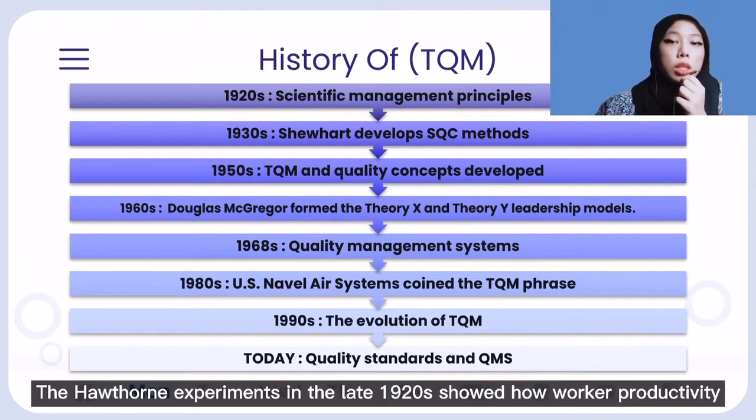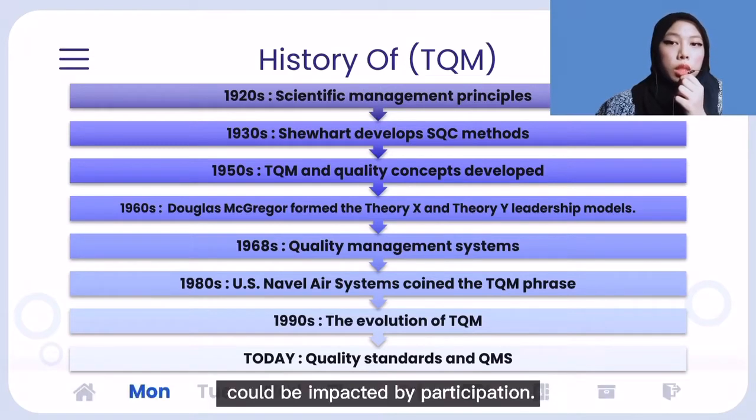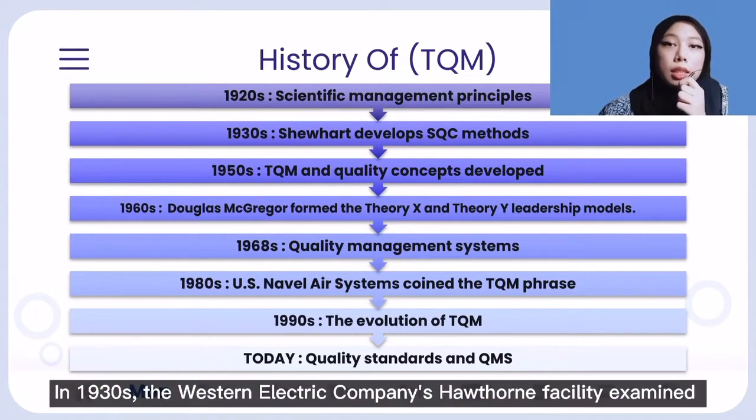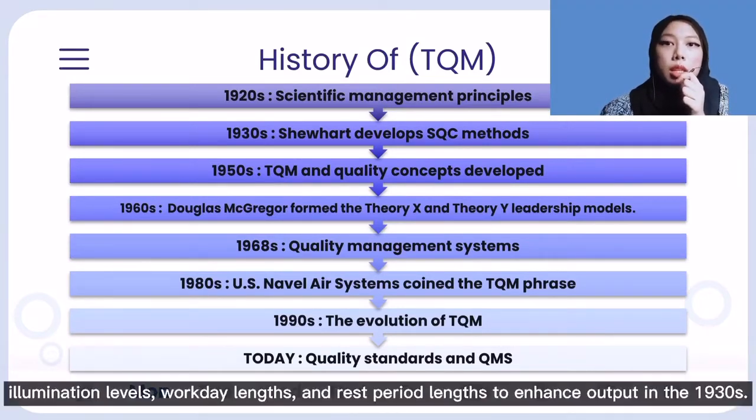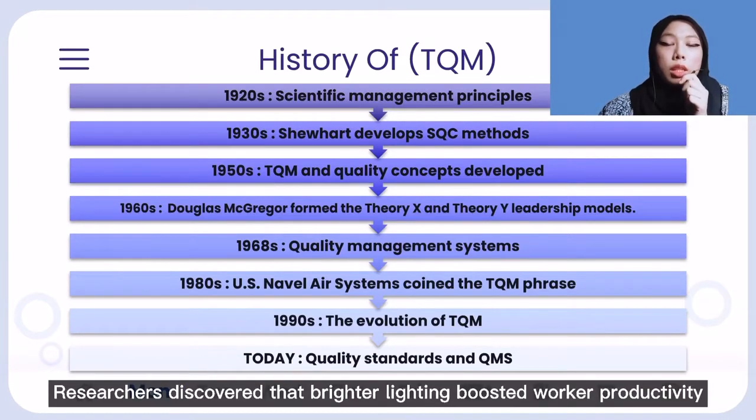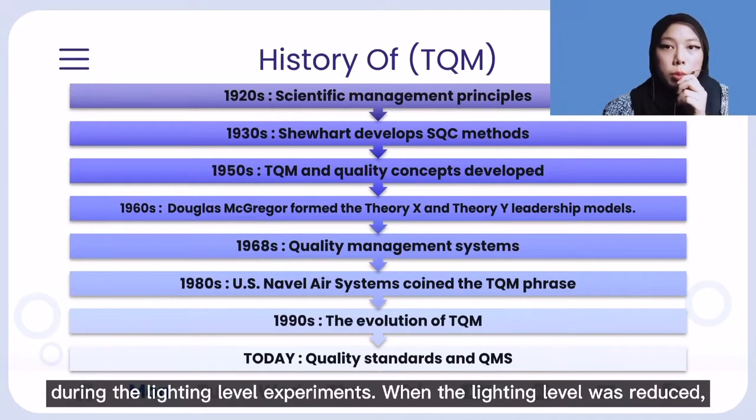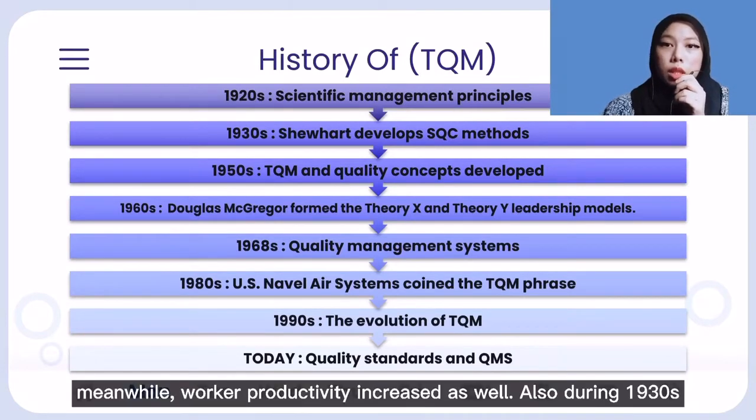The Hawthorne experiment in the late 1920s showed how worker productivity could be impacted by participation. In the 1930s, the Western Electric Company Hawthorne facility examined illumination level, workday length, and rest period length to enhance output. Researchers discovered that brighter lighting boosted worker productivity during the lighting level experiments. When the lighting level was reduced, meanwhile, worker productivity increased as well.